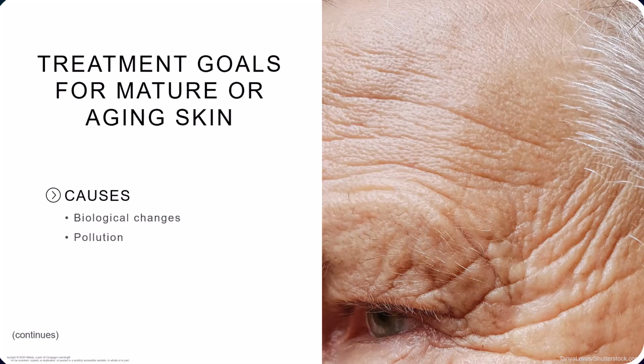Pollution can also be a cause of mature and aging skin. So there is matter that activates multiple pathways of inflammation in the skin, which would then ignite melanocytes. So it makes them make more melanin, which would result in hyperpigmentation.